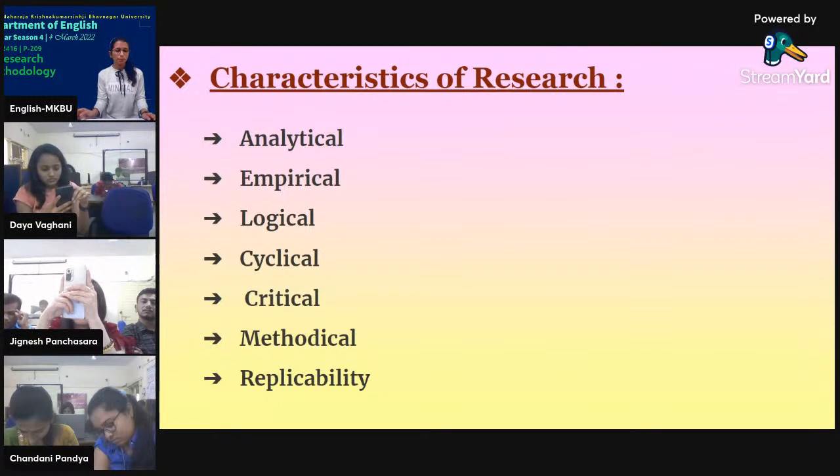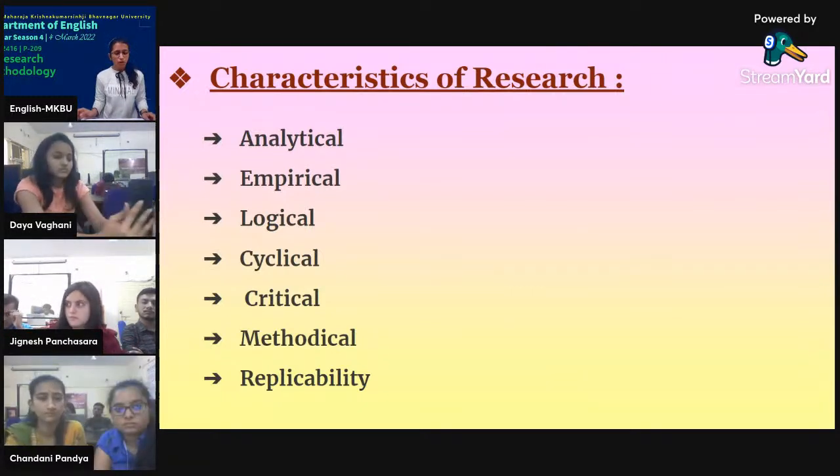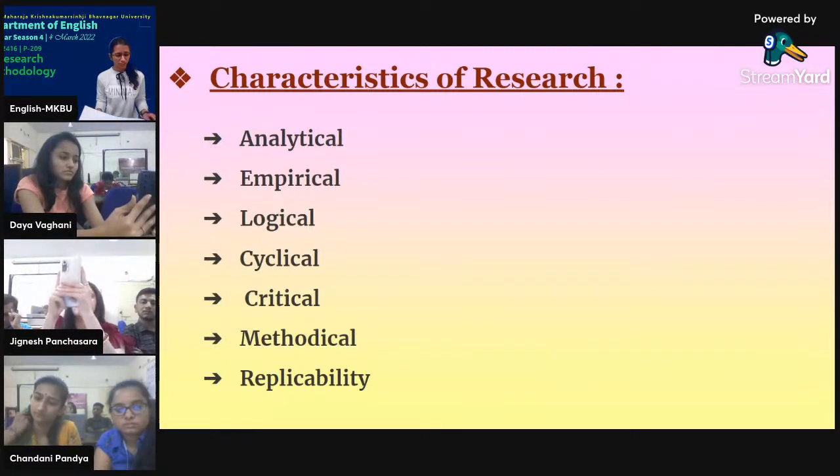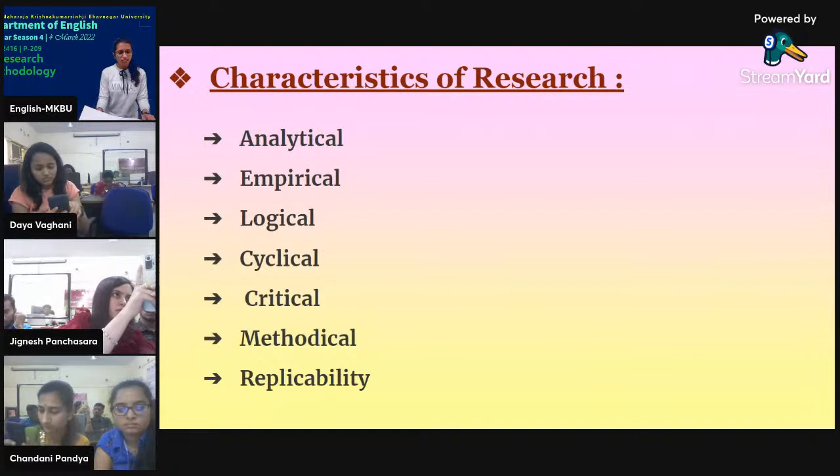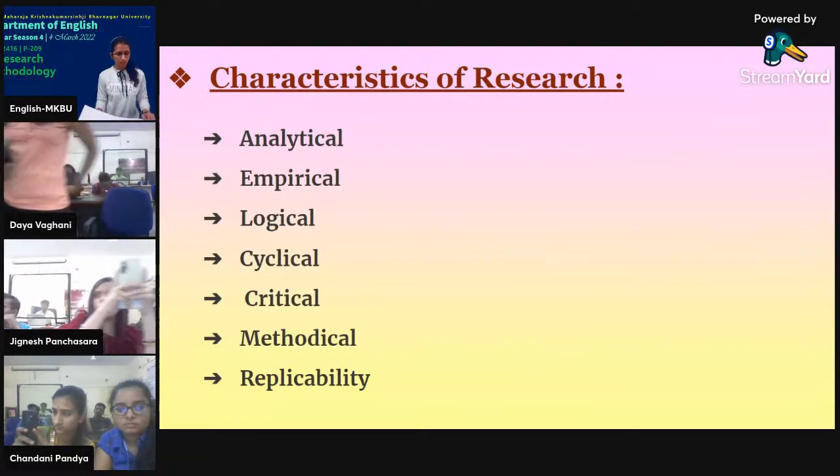Second is empirical. Empirical research is based on direct experience or observation by the researcher. And third is logical. Research is based on valid procedures and principles. And fourth is cyclical. Research starts with a problem and ends with a problem. And critical is research exhibits careful or precise judgment.